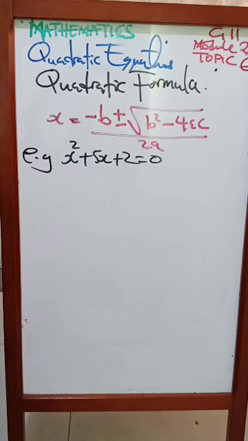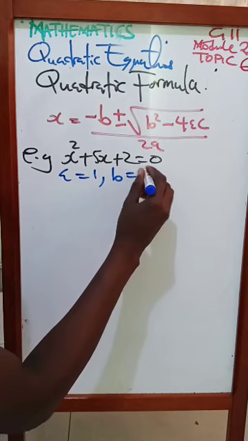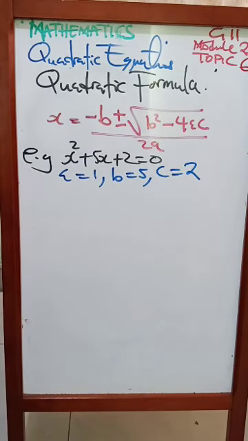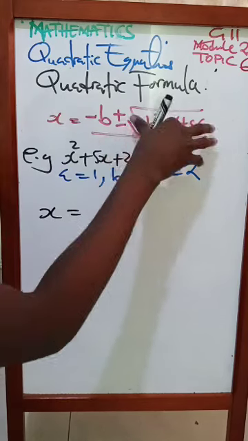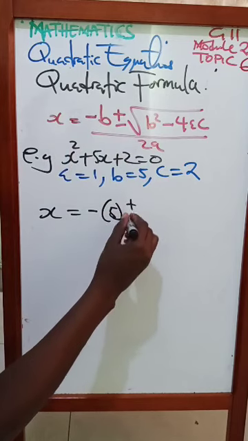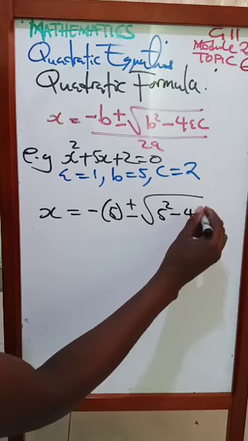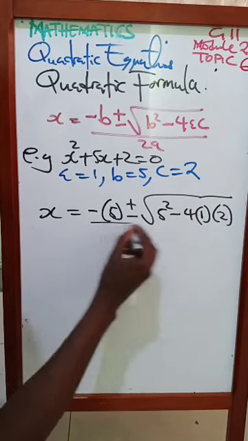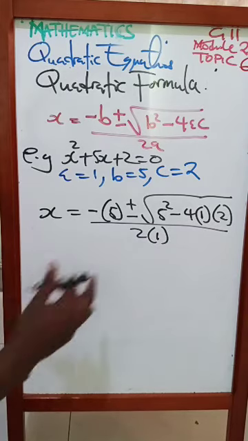In this case, the value of a is equal to 1, the value of b is equal to 5, and the value of c is equal to 2. So those are the values that we have. Now, what do we do with these values? We place them in the quadratic formula. Where there is b, we put positive 5, then plus or minus. b is 5, so 5 to the power 2, minus 4. The value of a is 1, the value of c is 2. So you replace all the values like that. 2 multiplied by a, because the value of a is 1.